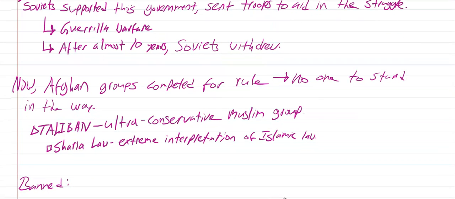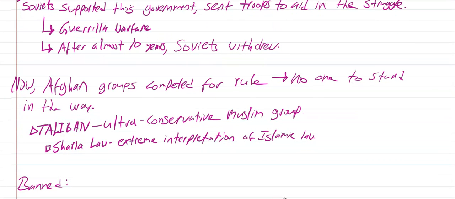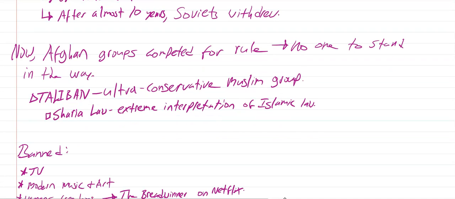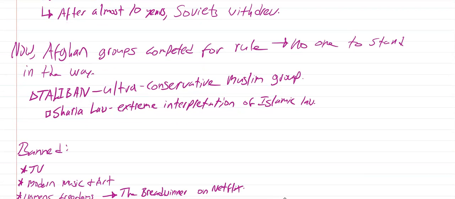But what this did was, now that the Afghanis didn't have that strong Soviet influence, there was a power vacuum. And the various groups within Afghanistan began to compete for who was going to take power. And with no one to stand in the way, the strongest group that emerged was known as the Taliban. They are an ultra-conservative Muslim group. And when I say ultra-conservative, they're downright traditional in their approach. And they built a system on Sharia law, which is the strict religious law of Islam.